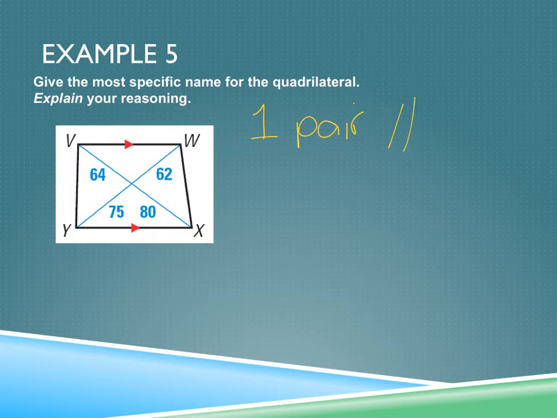What's true about my diagonals? They do not bisect, right? And are they congruent? They are not congruent, nor do they bisect. If they were congruent, I could actually say that this was an isosceles trapezoid, right? If they're not bisected and they're not congruent, what do I know about this shape? It's just a trapezoid. So I only have 1 pair of parallel sides, and the diagonals are not congruent.